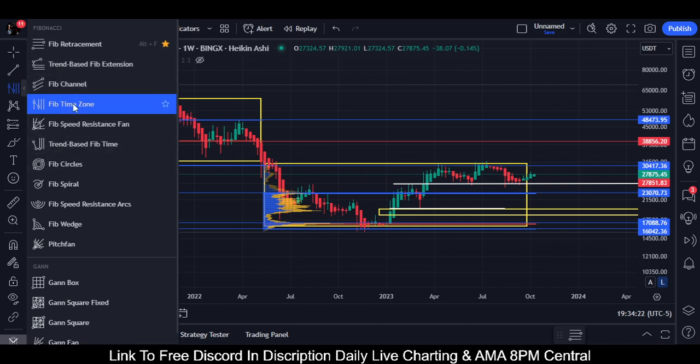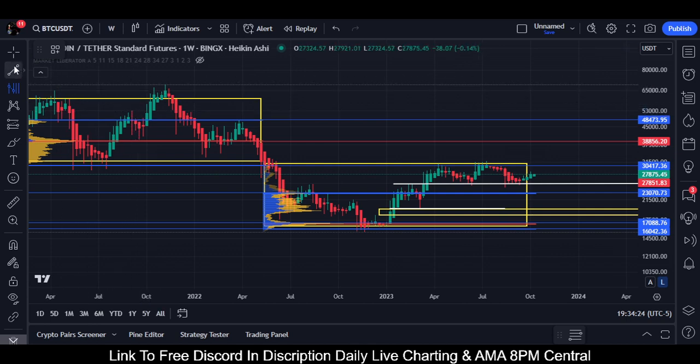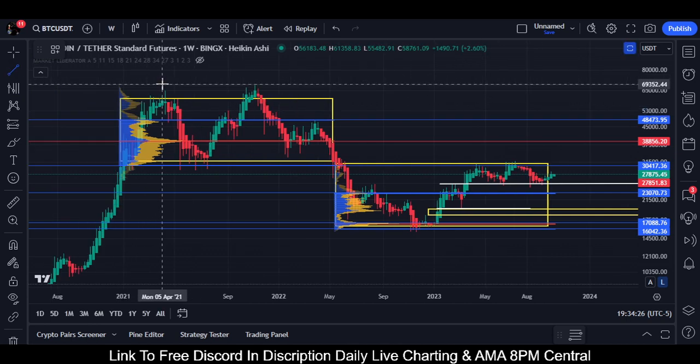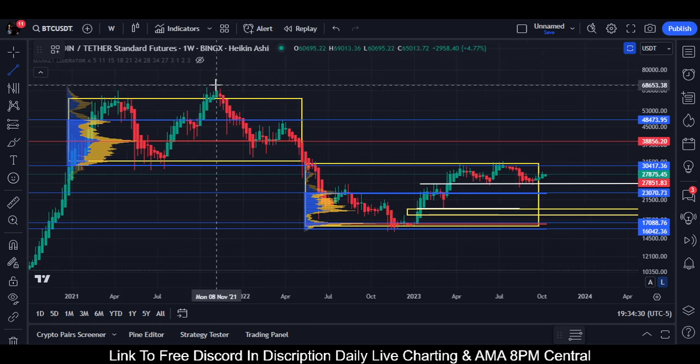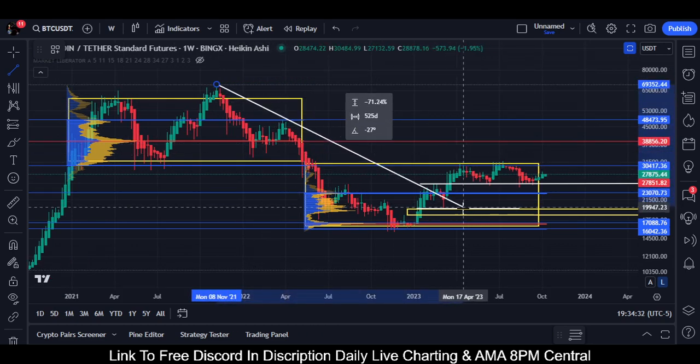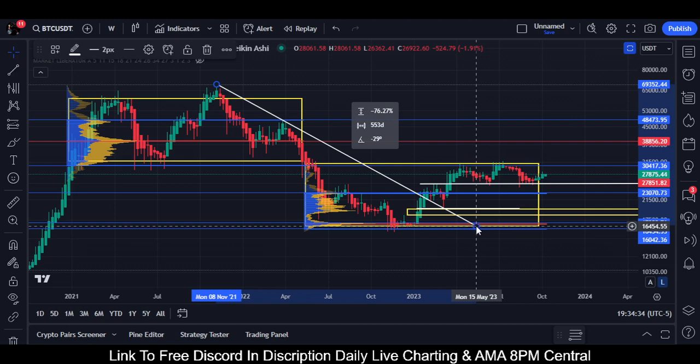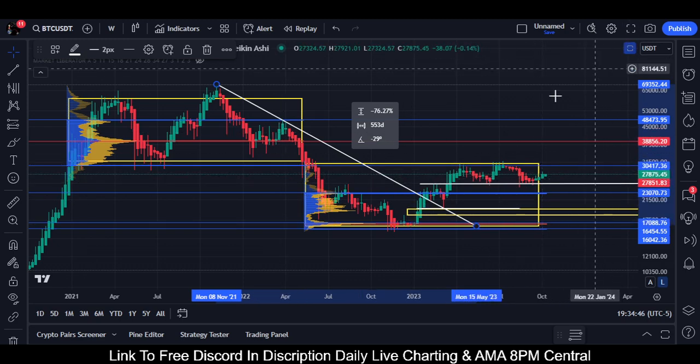I use the fib time zone tool. But first we need to go to the top of our trend. Here's our swing high, our bull market high. Let's draw a trend line down, and you can see here's that high. It broke trend, retested the trend, and then now it's pushing sideways. Anything inside here is sideways. So it'll probably go sideways for a while, then we'll get an uptrend.